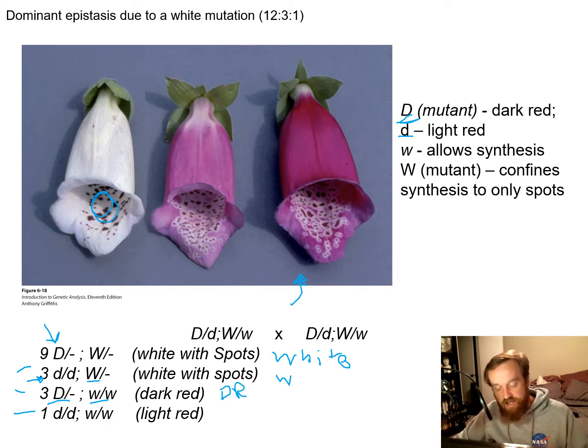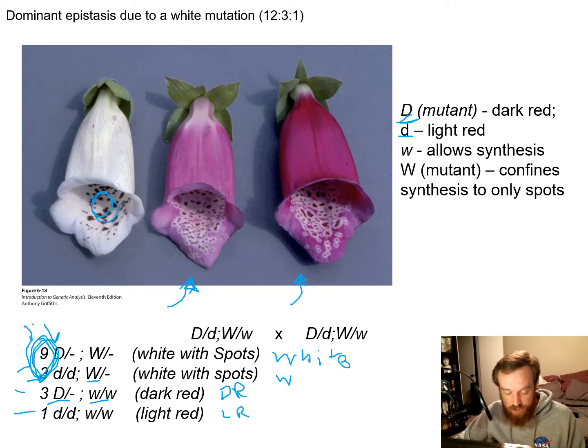And then in the homozygous recessive for both individuals, it only produces that light pigment, but it does allow it to be deposited. And so thus we end up with this, they say light red, to me that looks pink, but we'll go with their annotations, light red flower. So these top 2, this 9 and this 3 up here, those get combined into a 12 portion. So we end up with a 12:3:1 ratio.